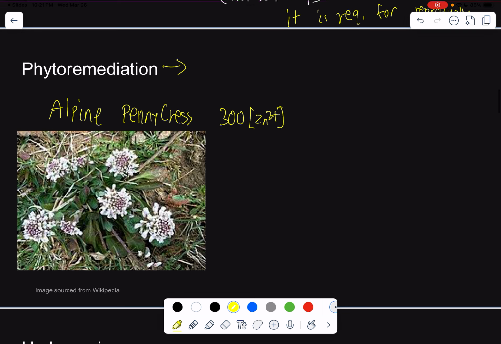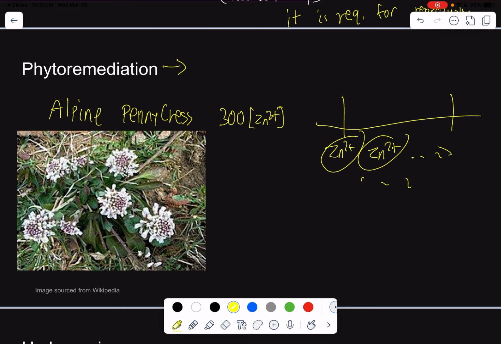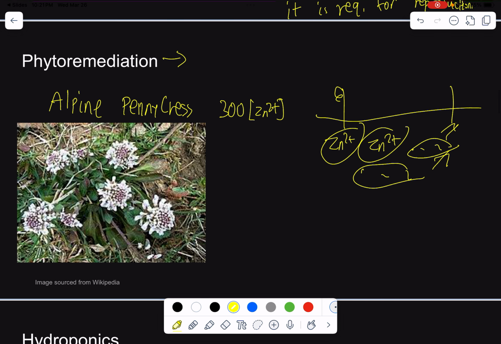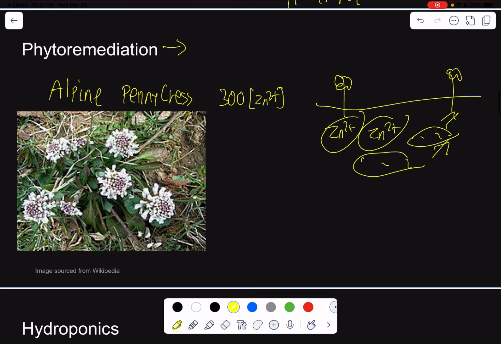So let's draw it out. Let's say we plant Alpine pennycress here and here. They're just going to start taking up all these Zn2+ ions. And then eventually, once they're done, once these are crossed out, these plants are going to be cut off and removed and then disposed of safely. Now, let's get back to the main topic, which is our nutrients.